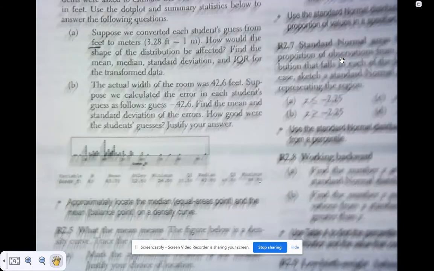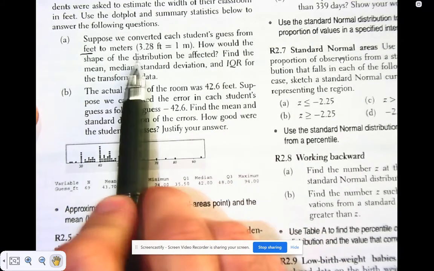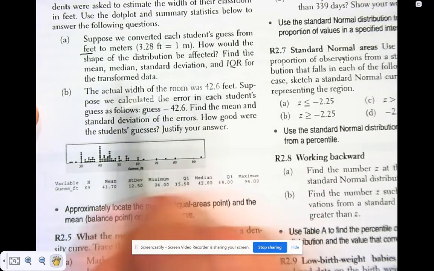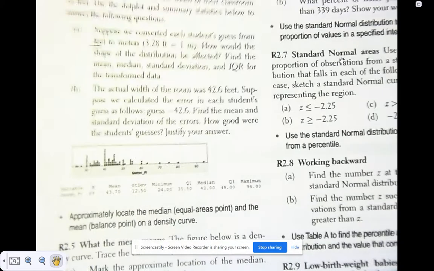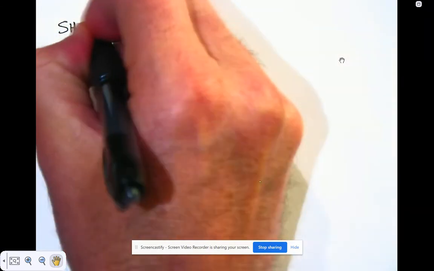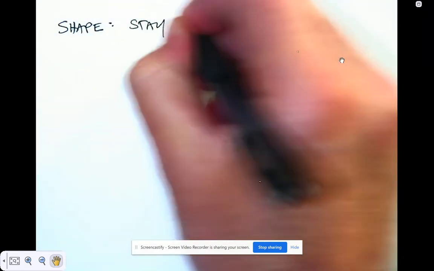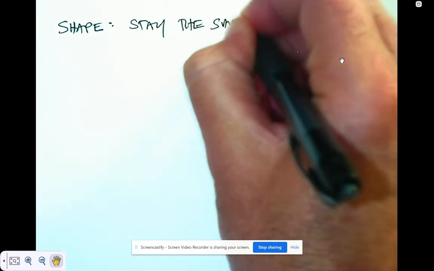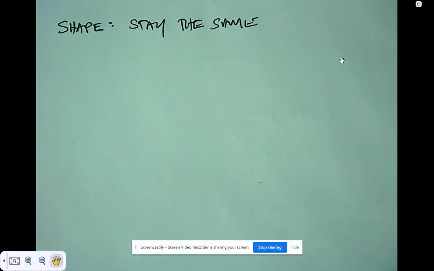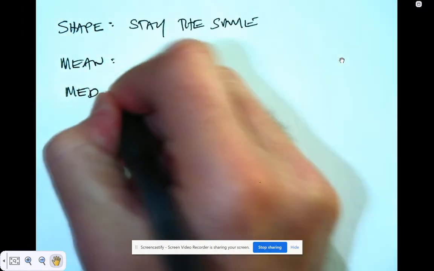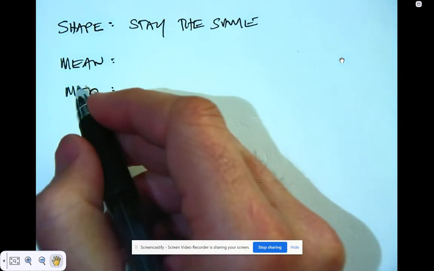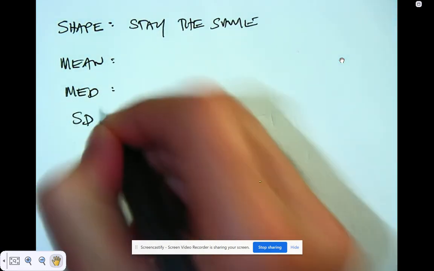And so this question here says specifically, suppose we converted, how would the shape of the distribution be affected? Find the mean, median, standard deviation, and IQR for the transformed data. So let's answer that piece by piece. We have shape. You would say stay the same. They also want us to find mean, median. What else do they want? Standard deviation, IQR.